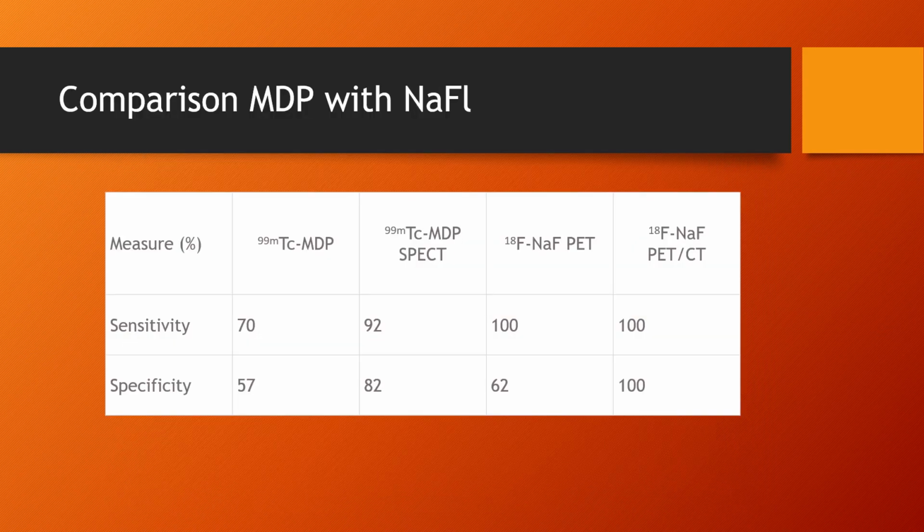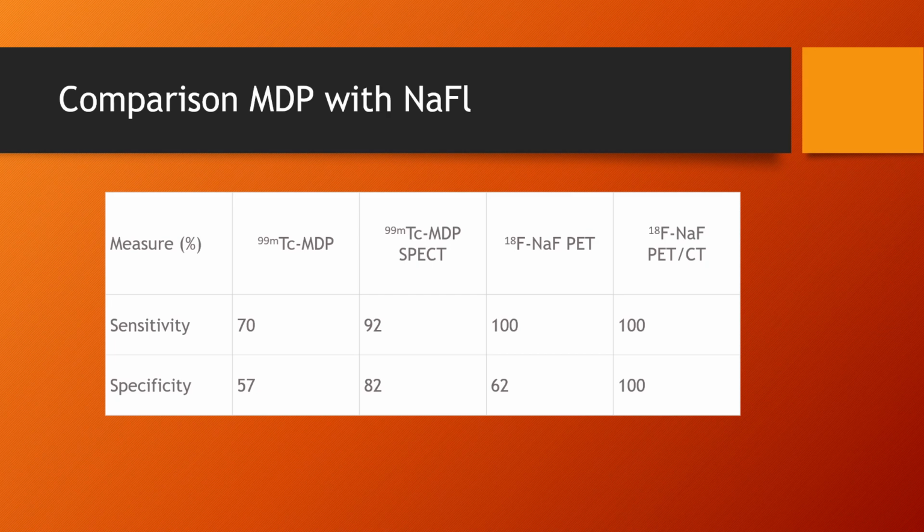This chart is comparing MDP and sodium fluoride sensitivity and specificity for prostate cancer patients. I do want to note that the sensitivity and specificity will change dependent on the pathology that we're trying to identify. But overall, across the board, sodium fluoride has more sensitivity and specificity than the 99m tech-based skeletal imaging agents. So if we take a look at this chart, remember the sensitivity that we're referring to isn't the sensitivity of the detector, it's the sensitivity of the radiopharmaceutical to be able to detect disease.